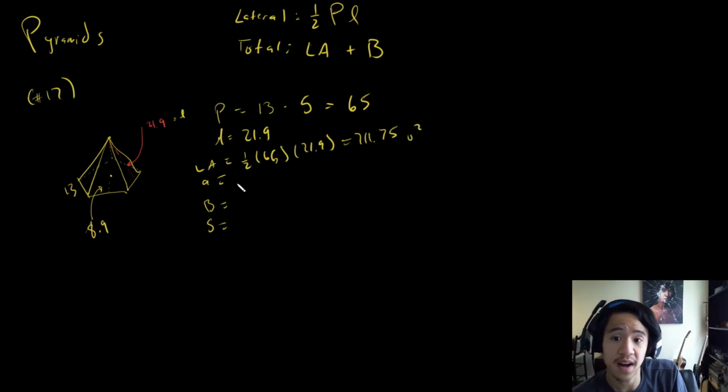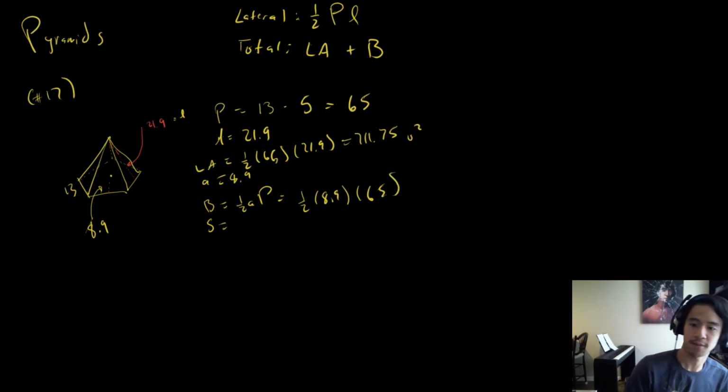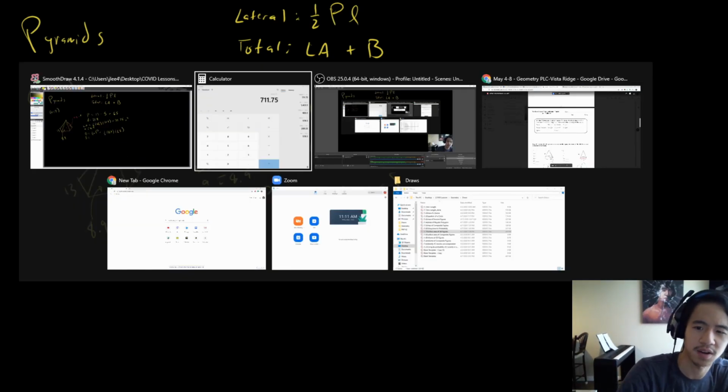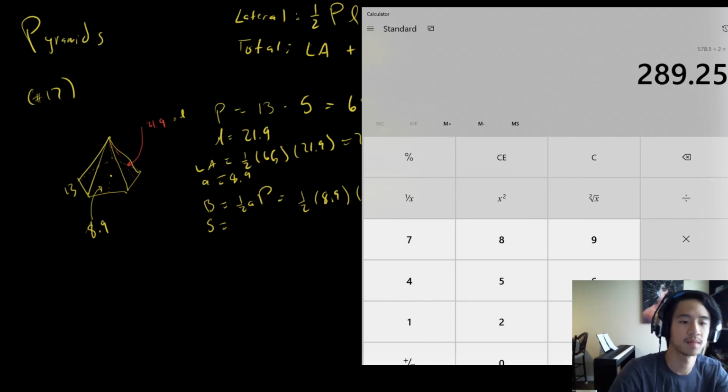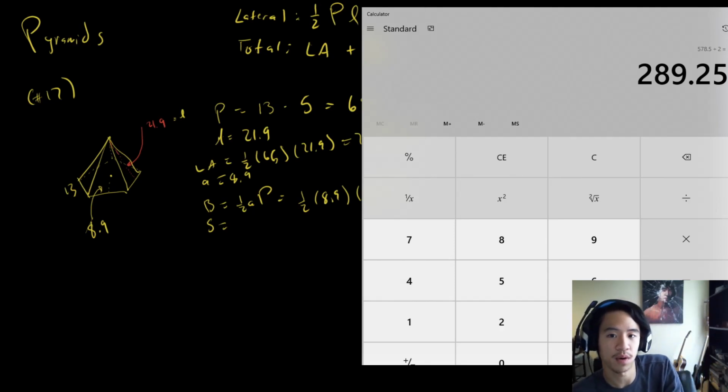All right, so now we're going to have to find the area of our base. We're going to use our formula 1/2 AP. A is going to be 8.9, that's given to us. We have our P, which is 65. So 1/2 times 8.9 times 65. Let's go ahead and figure this out in our calculator. We have 8.9 times 65, and then that divided by 2. So this is going to give us 289.25.